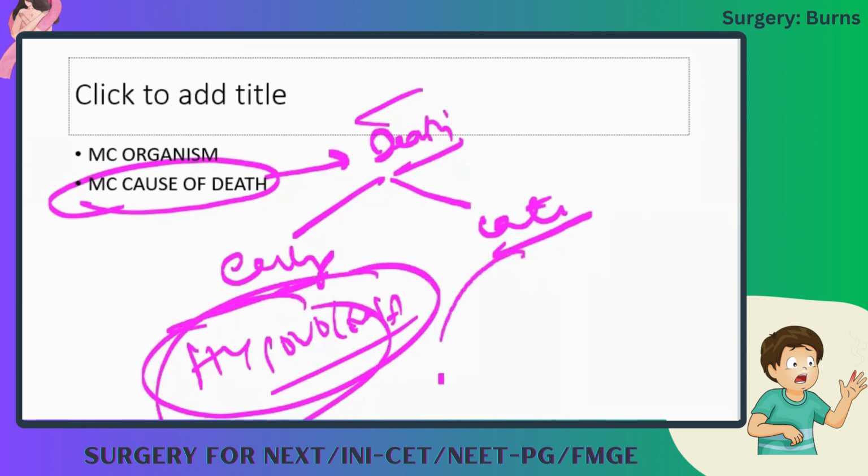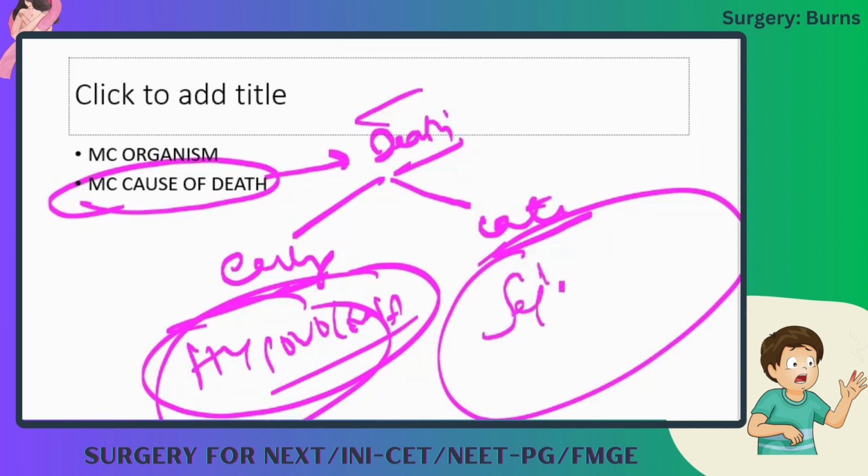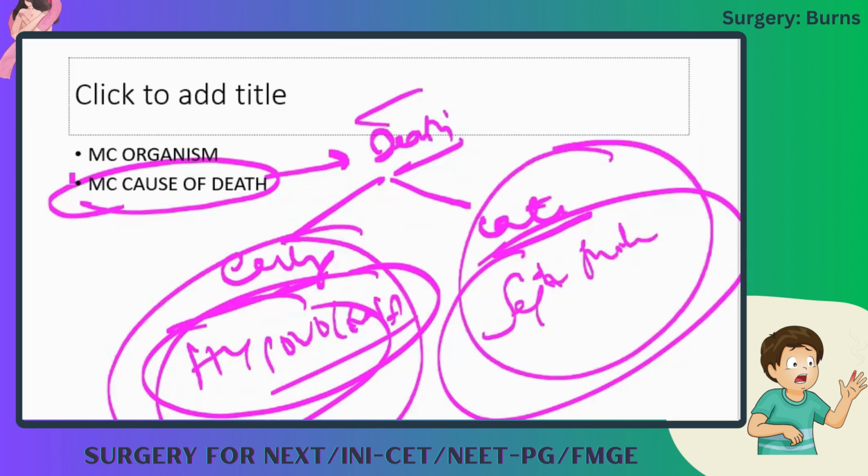And if it is late, then what will happen? You have resuscitated. The patient is in the burns ward for 20 days, 30 days. You are doing dressings daily. Then the patient will succumb to septic shock. Yeah, infection, that is sepsis. So if they ask you, early it is hypovolemia, late it is sepsis. And the most common organism is Pseudomonas. In a burn wound, Pseudomonas will grow. That's why we use silver ointments, which will tackle the Pseudomonas infection.